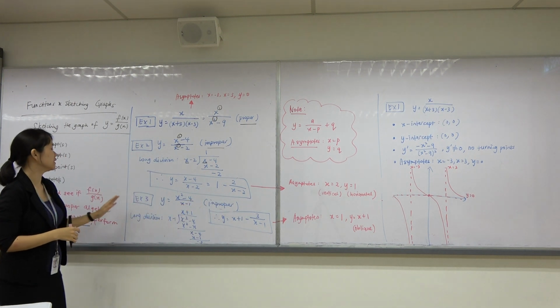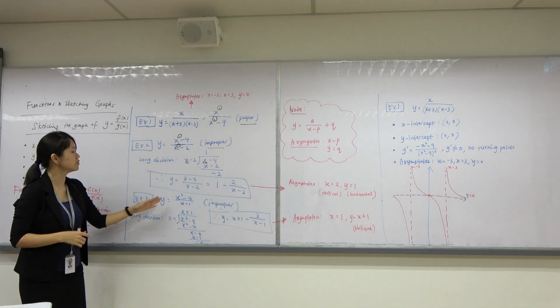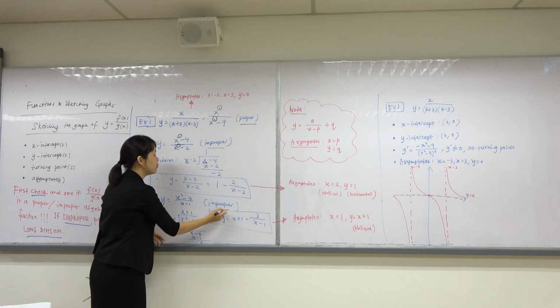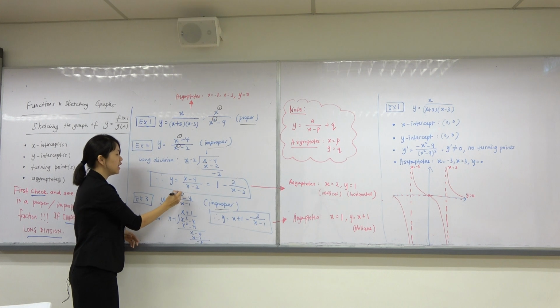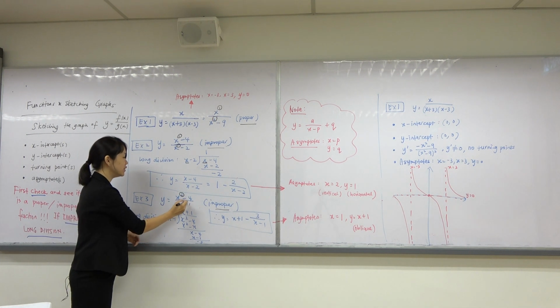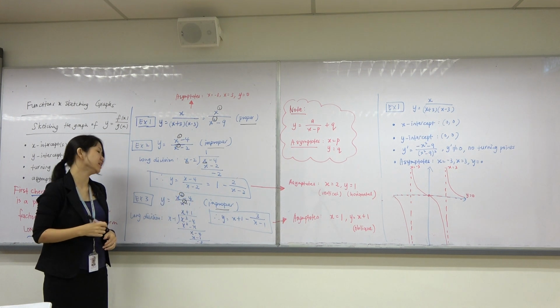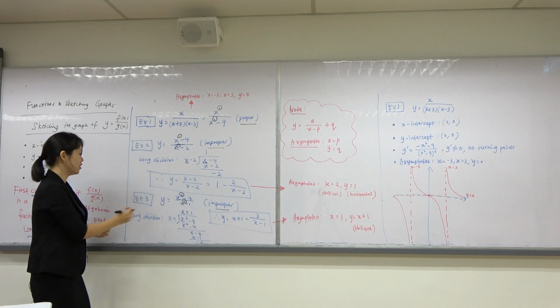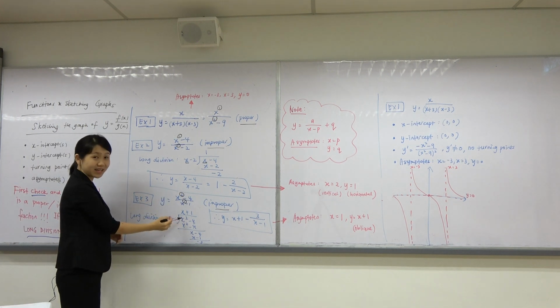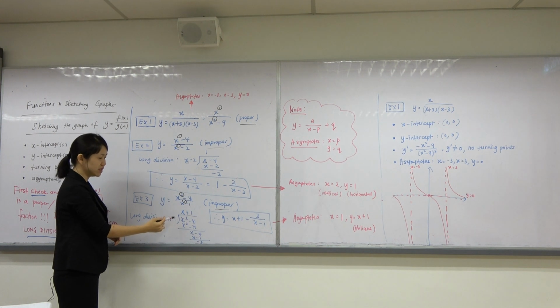What about the third example? You have y equals x squared minus 4 divided by x minus 1. Obviously, this is improper. Why? Because the highest power of your numerator is 2 and the highest power of your denominator is 1. 2 over 1 is for sure improper, hence a long division is necessary. x squared minus 4 is the dividend, and x minus 1 is your divisor.